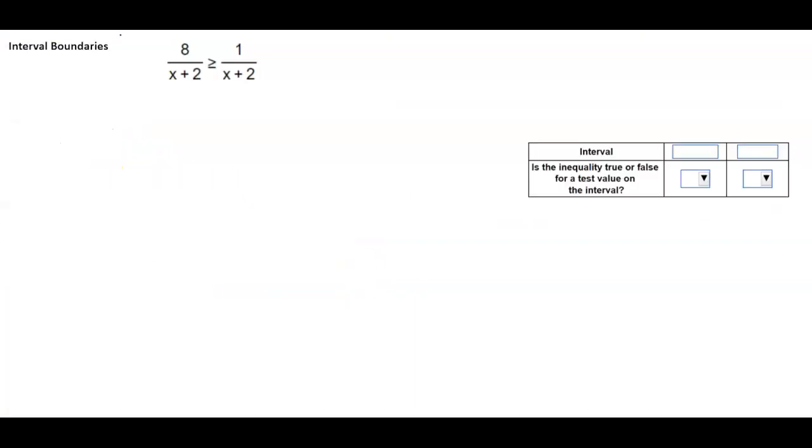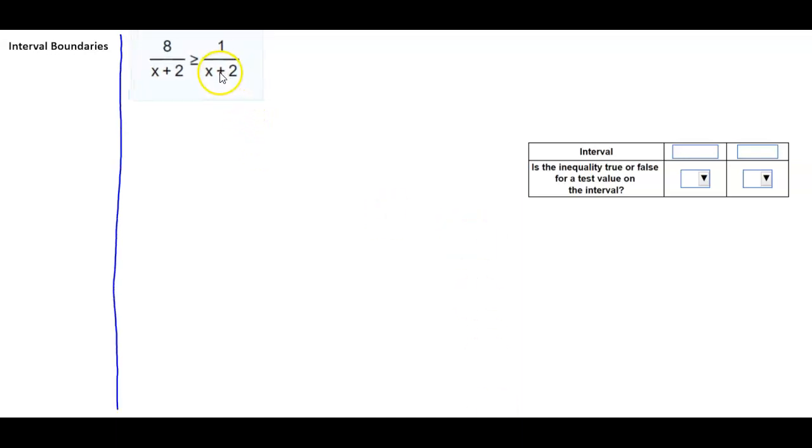Before we find our interval boundaries, we need to take a look at this inequality. We want to make sure that we have 0 on the right side. So in order to do that, we need to subtract this term to this side of the equation. So for step 2, we should get x over x plus 2 minus 1 over x plus 2, and that's going to be greater than or equal to 0.